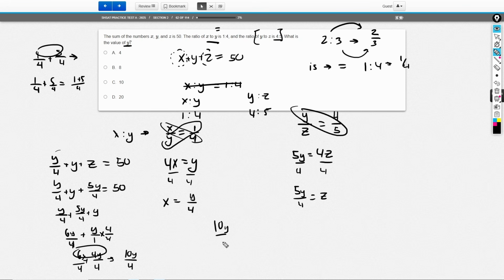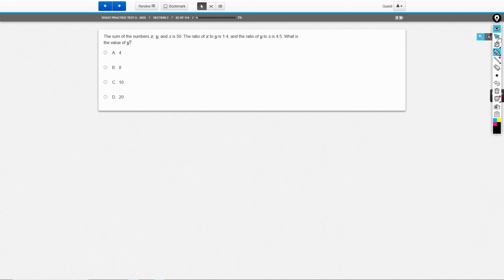Now, 10y over 4 is equal to 50 over 1, and I can just cross multiply. 10 times y is 10y, and 4 times 50 is 200. And I can divide both sides by 10 to get that y is equal to 20. And that's going to be our correct answer, D. So, in summary, all you needed to know here was how to translate this from English into math by figuring out how to write a ratio in terms of a fraction, which it always can be written in terms of. So now this is choice D.